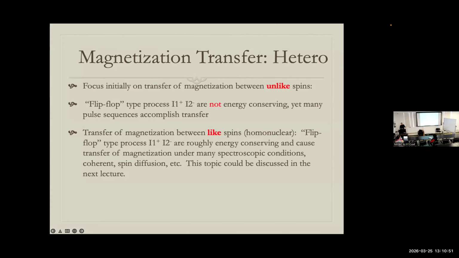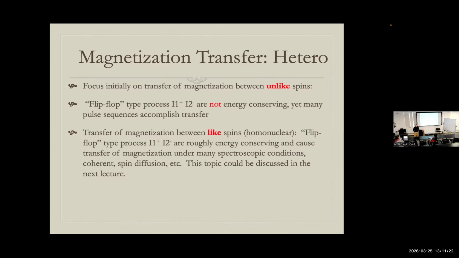So I mentioned that initially I wanted to focus on unlike spins, heteronuclear dipole coupling. These kinds of processes between unlike spins could be energy conserving, secular if you like, and they could be facile, and there could be lots of ways to accomplish them. So homonuclear transfer sequences behave a little differently, and there are lots of them, and some of them are governed by really clean physics, and some of them aren't.